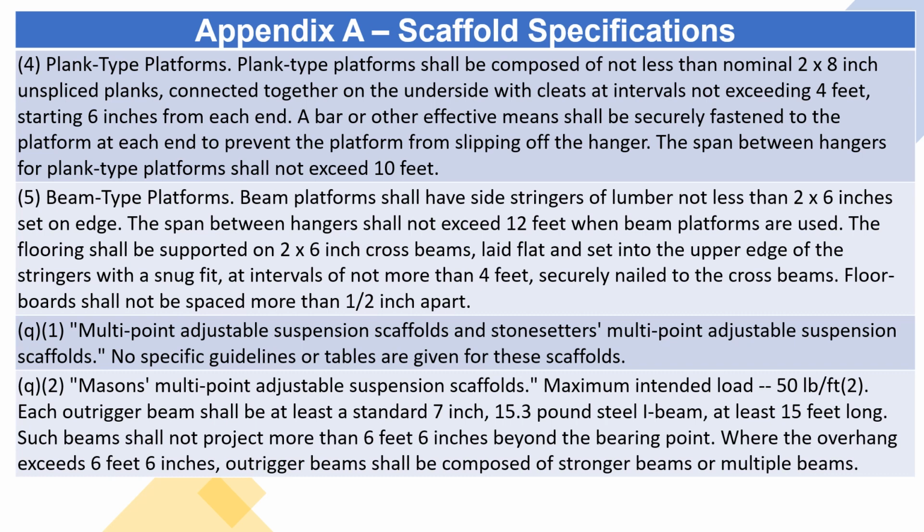Q2. Mason's multi-point adjustable suspension scaffolds. Maximum intended load 50 lb/ft. 2. Each outrigger beam shall be at least a standard 7-inch, 15.3 pound steel I-beam, at least 15 feet long. Such beams shall not project more than 6 feet 6 inches beyond the bearing point. Where the overhang exceeds 6 feet 6 inches, outrigger beams shall be composed of stronger beams or multiple beams.